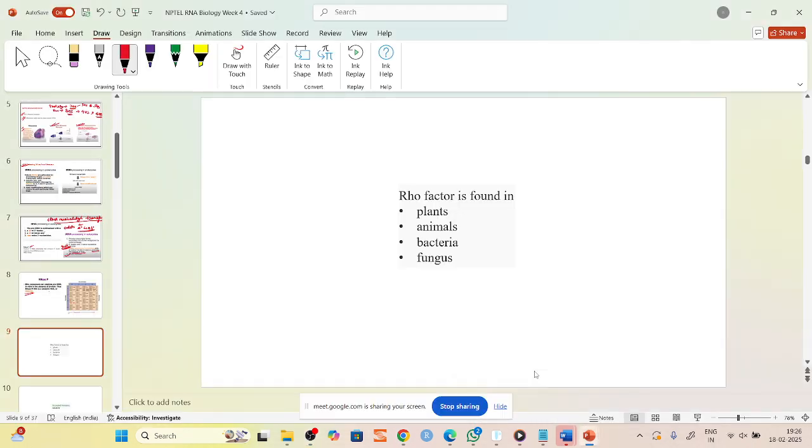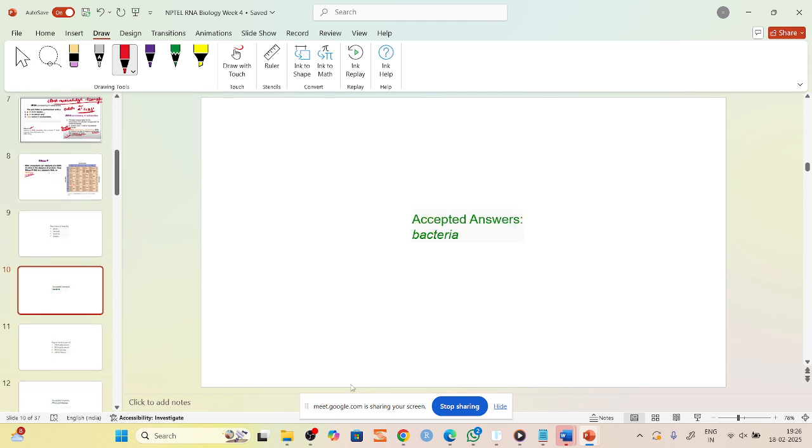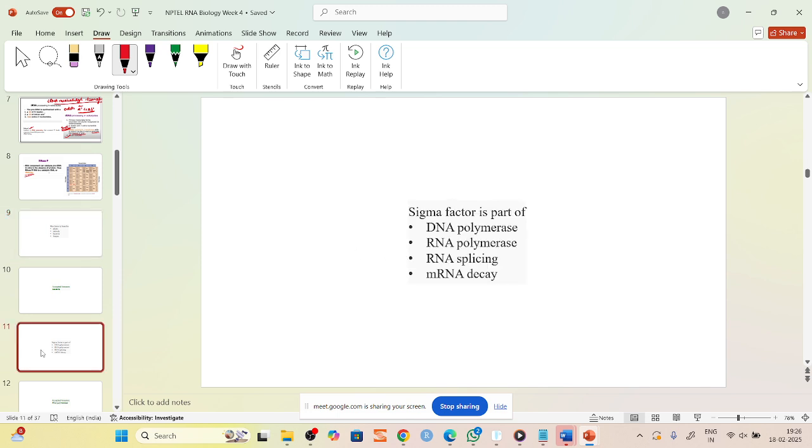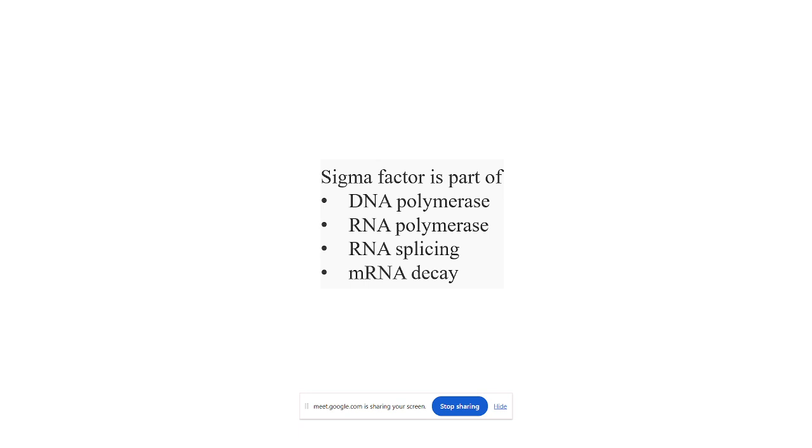Okay. So the correct answer for this question is bacteria. That means rho factor is found in bacteria. Okay. The next question is, sigma factor is a part of A, DNA polymerase, B, RNA polymerase, C, splicing, or D, mRNA decay. You have 3 minutes to answer this question.